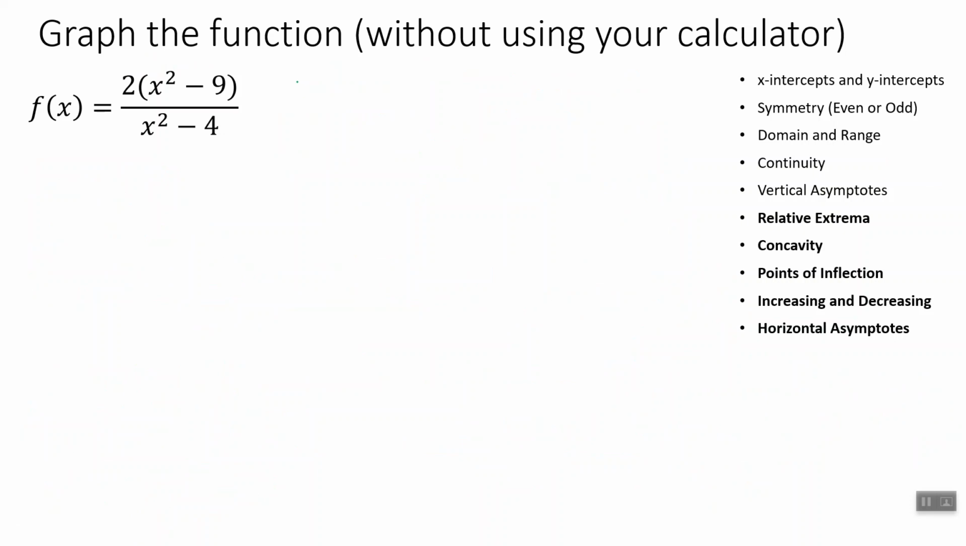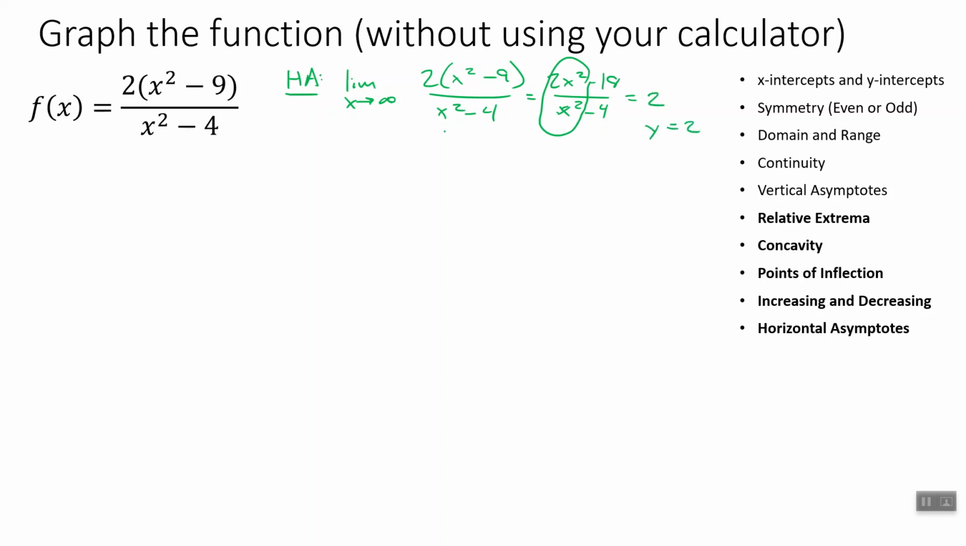Yep. So we want to take the limit. These are for the horizontal asymptotes. We want to take the limit as x goes to infinity of 2x squared minus 9 over x squared minus 4. So the top, we really have 2x squared minus 18 over x squared minus 4. And we can really just compare the highest powers on top and bottom. We get 2x squared over x squared, or just 2. So we get y equals 2. The same thing happens as we go to negative infinity. We also get 2, so y equals 2. So as we go to negative infinity, we're going to 2. As we go to positive infinity, we're going to 2.